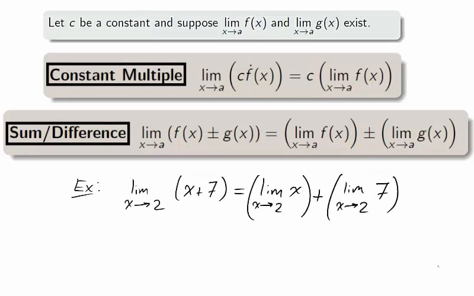If the limit of both f and g exists, then the sum and difference law states that the sum or difference of the functions can be taken before or after the limit is taken. In these cases, the order of operations is not fixed. Since we know the limits of x and 7 exist, x plus 7 approaches 9 as x approaches 2.